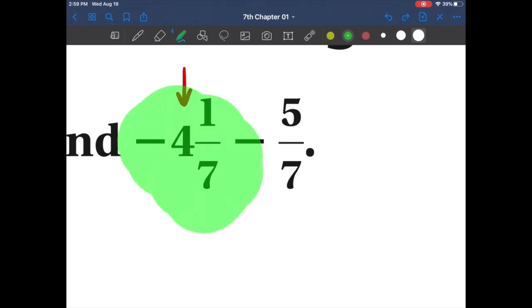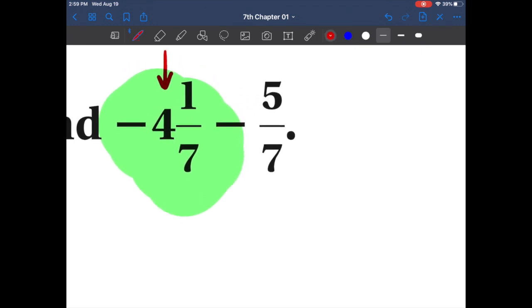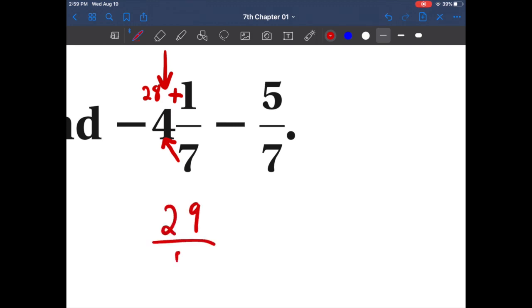First thing I want to do, though, is turn this into an improper fraction. If you forgot how to do that, we multiply our denominator by the whole number, and then add our numerator. So 7 times 4 is 28, and then 28 plus 1 is 29. So that's going to give us 29 over 7. Remember that that is a negative, and then we are subtracting 5 over 7.